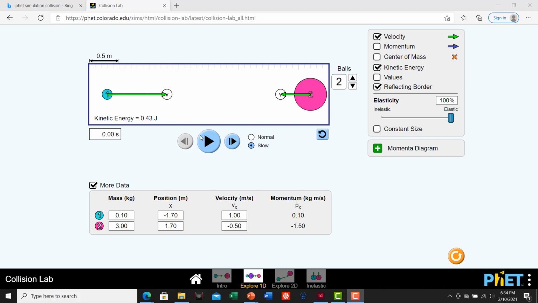This mass has a velocity of 1 meter per second to the right. Okay, this mass, which is quite a bit larger, has a velocity of 0.5 meters per second to the left. The total kinetic energy is 0.43 joules. The combined momentum is minus 1.4. Okay, so let's take a look at this collision and look at the numbers after the collision.